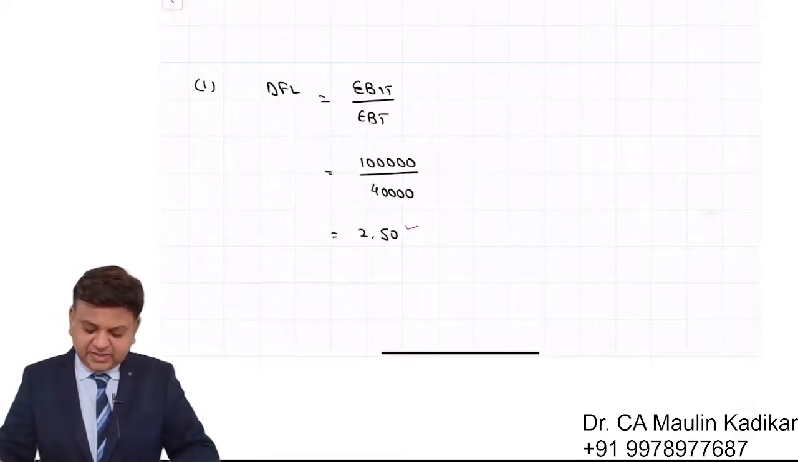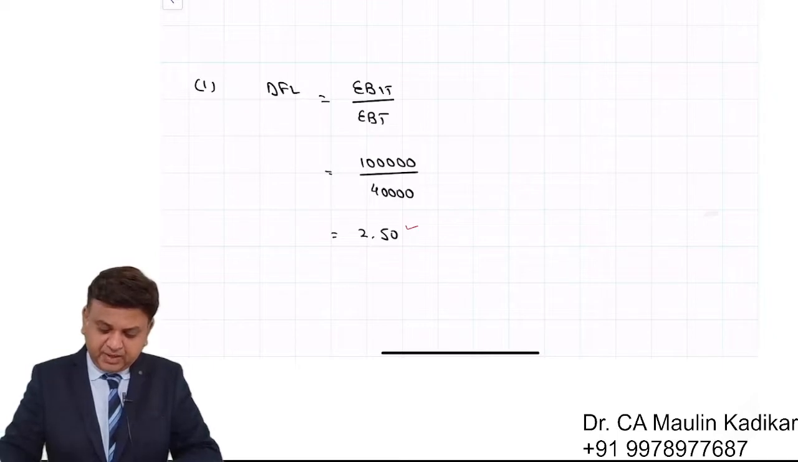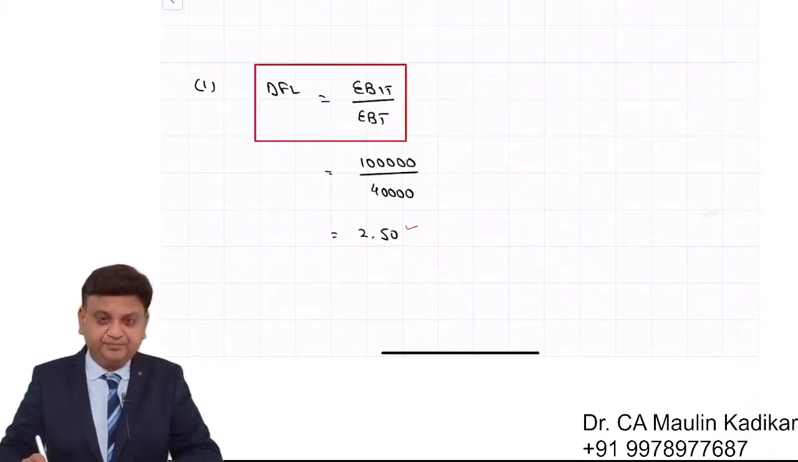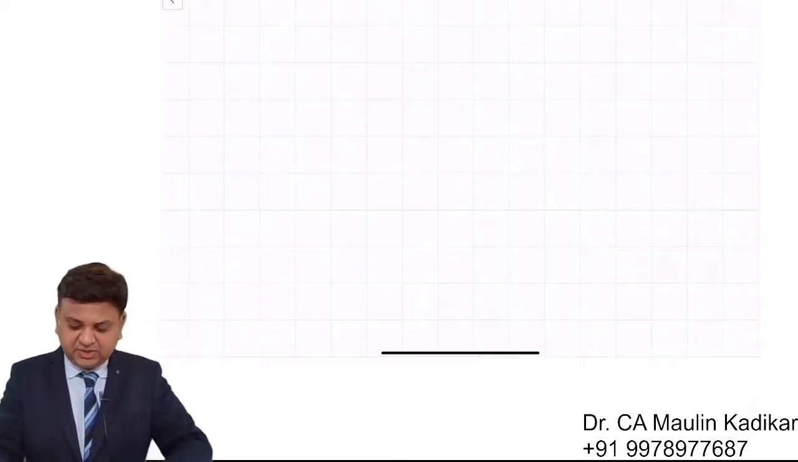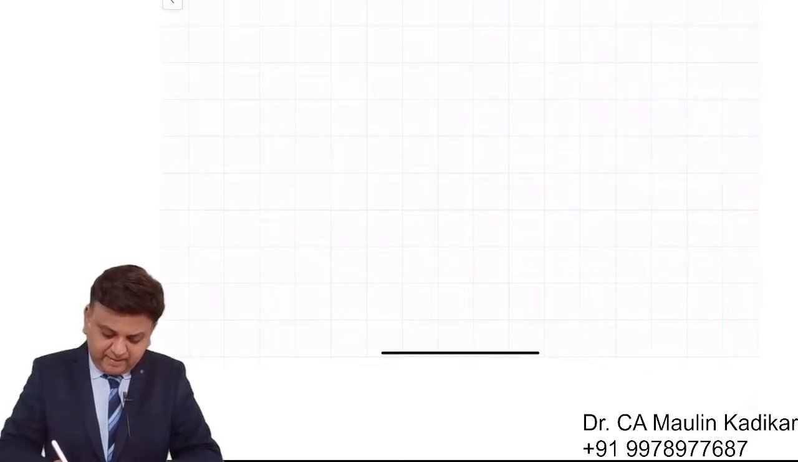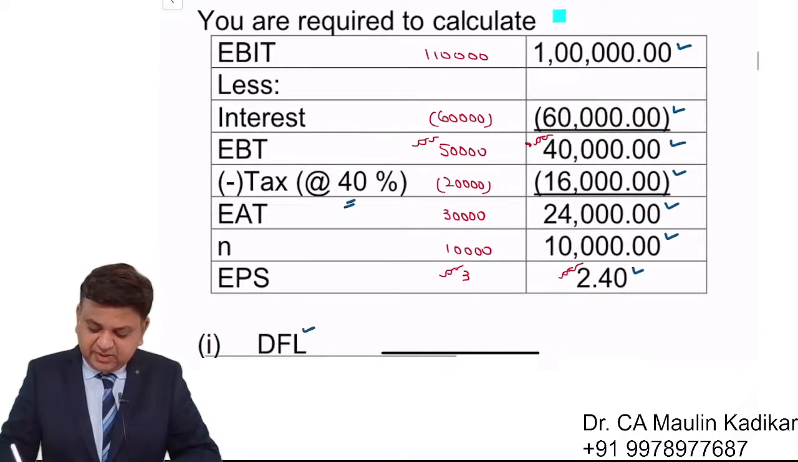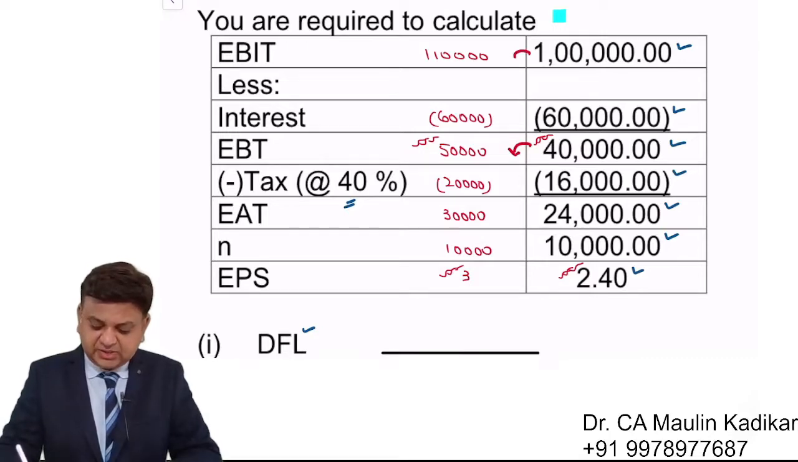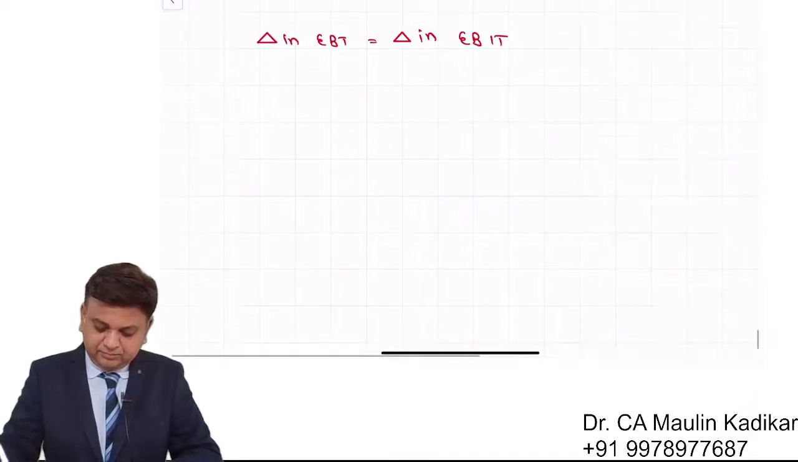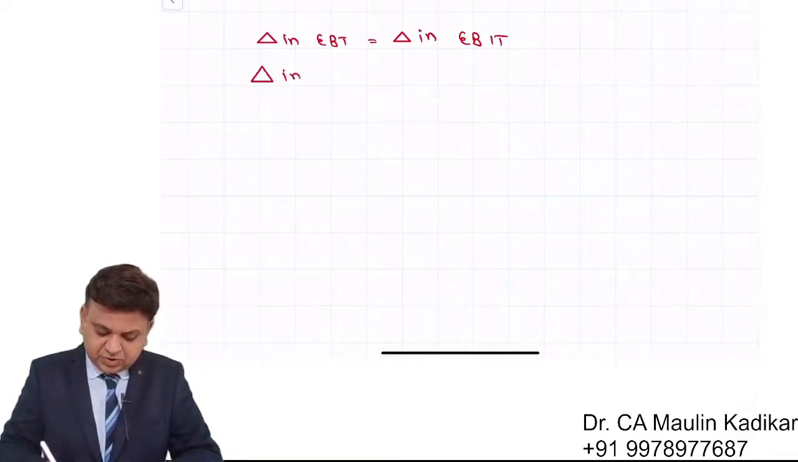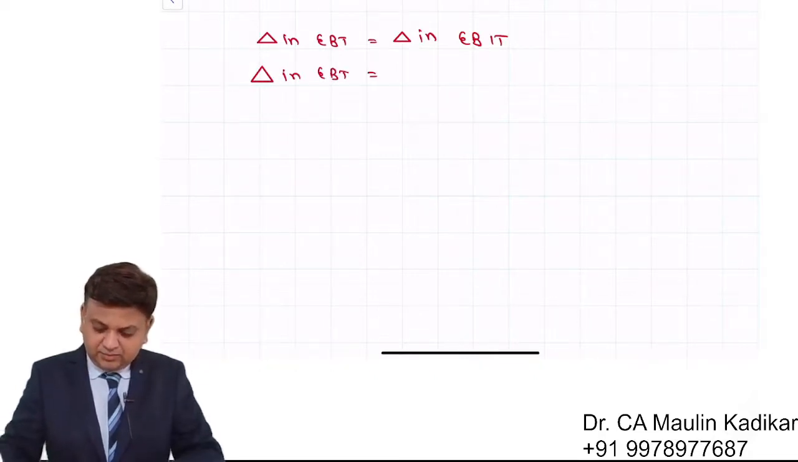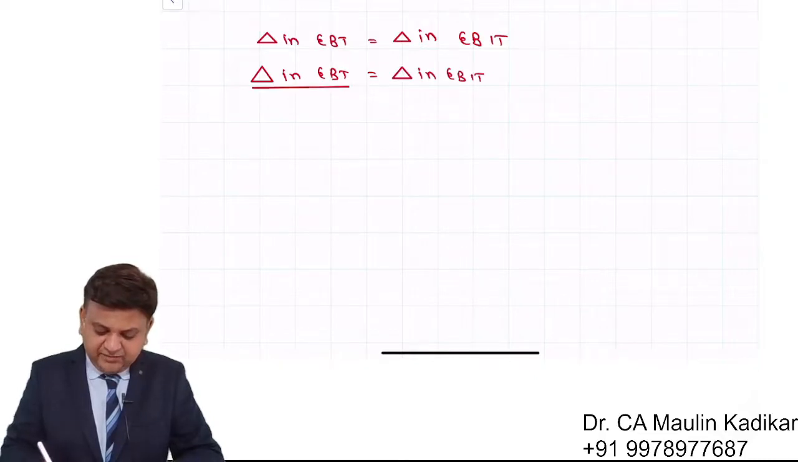Now, basically we are going to have understanding initially, before we calculate the answer or write the answer, of the formula of DFL, how the formula is derived. For that, I am giving explanation in this way to you. Listen carefully. Change in earning before taxes is equal to change in earning before interest and taxes. See, over here, change in EBT is how much? 10,000. It is nothing else but the change in EBIT again by 10,000. So change in EBT is equal to change in EBIT. Now on both the sides, what I do, I divide with EBIT.